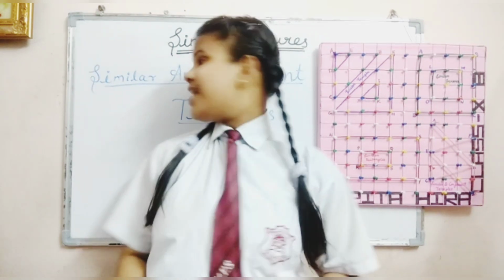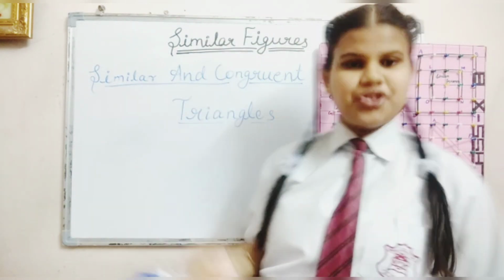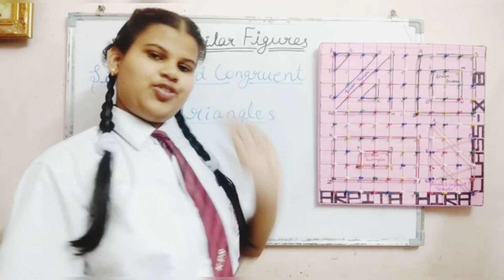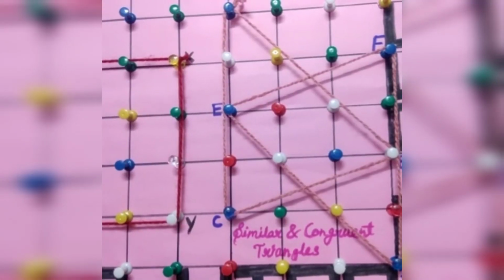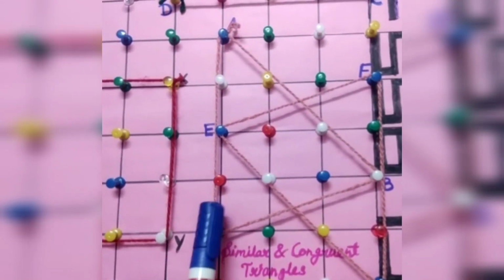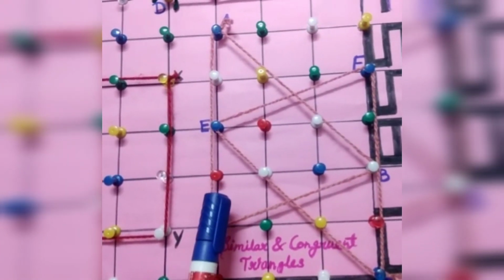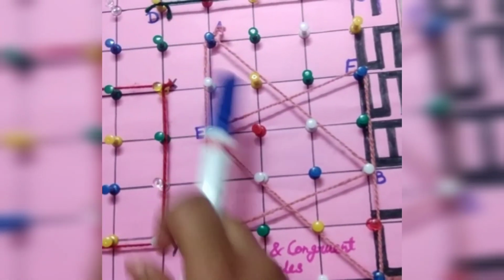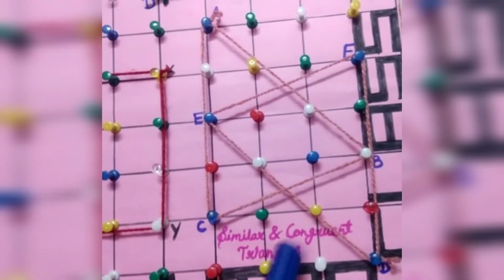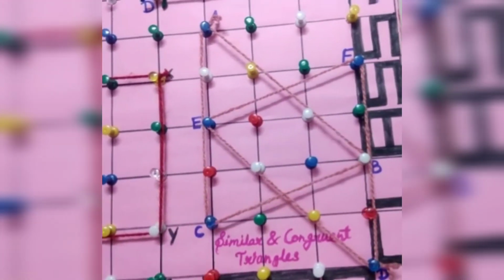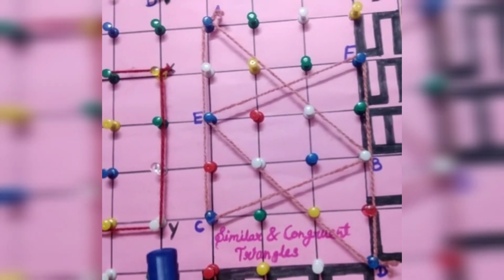Now let us see similar and congruent triangles on this geoboard. This is an example of similar and congruent triangles. Here, triangle ABC and triangle DEF are congruent as well as similar.